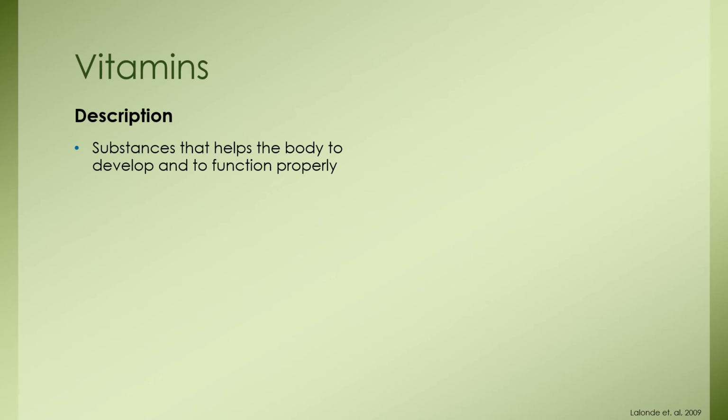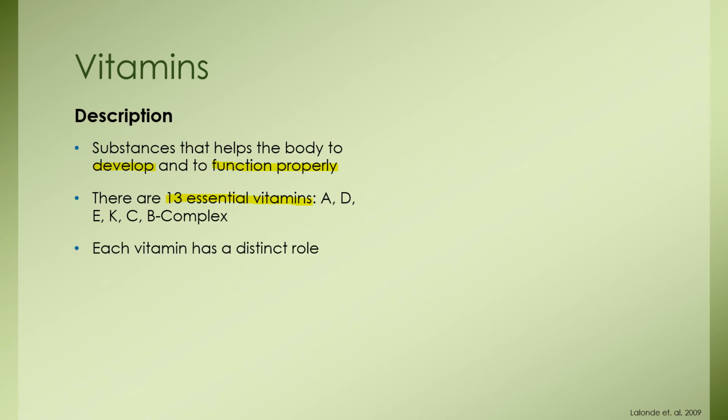Vitamins. Vitamins are substances that help the body to develop and to function properly, okay? So vitamins are essential for our body to work properly. We have 13 essential vitamins: A, D, E, K, C, B complex. Each vitamin has its own role. So I'm not going to explore the role of each of them here, okay? But each of them has a distinct role.